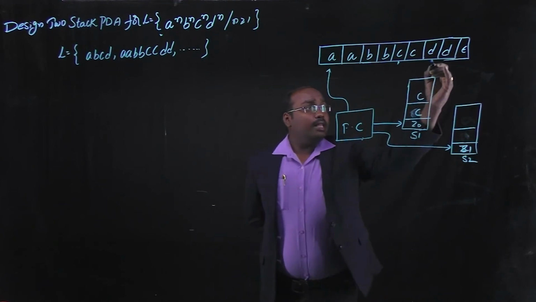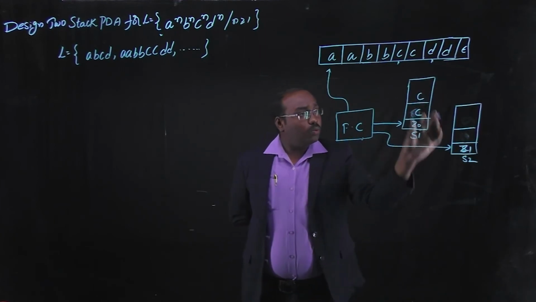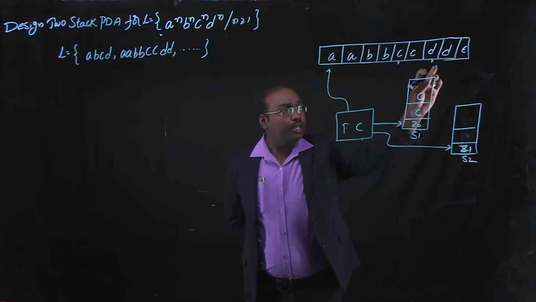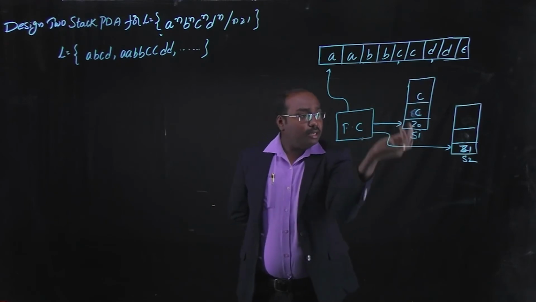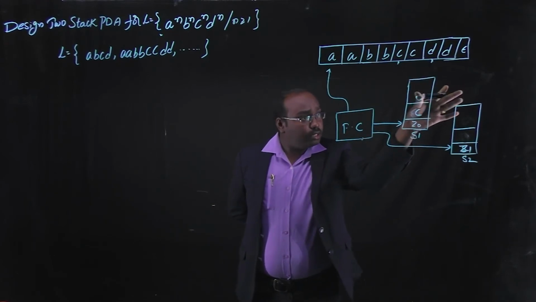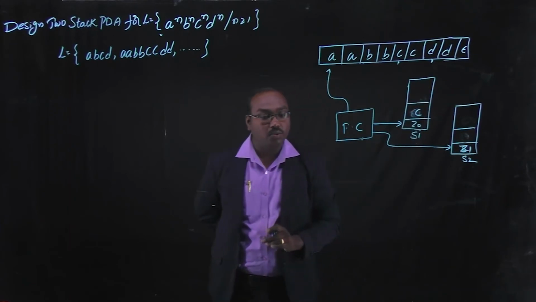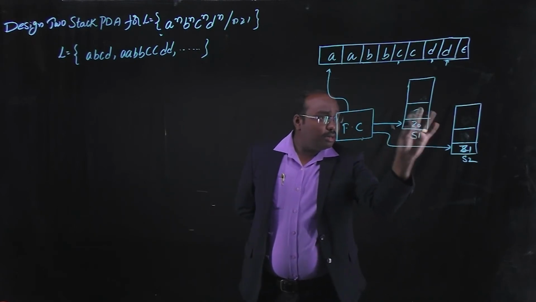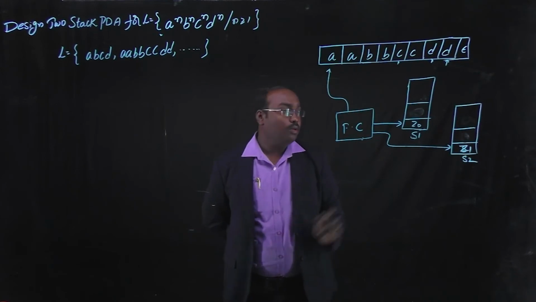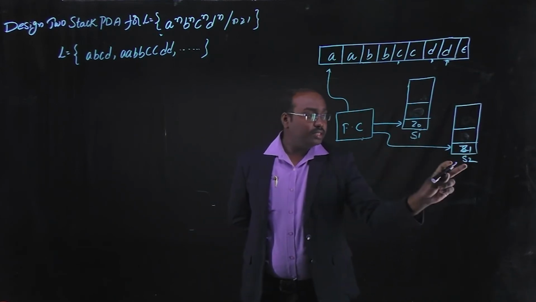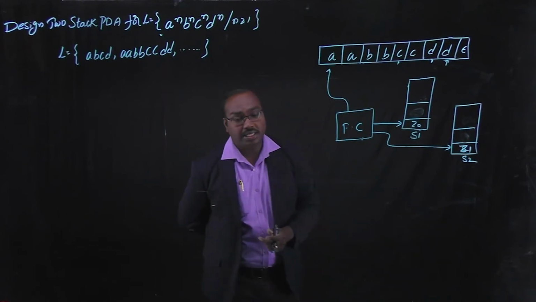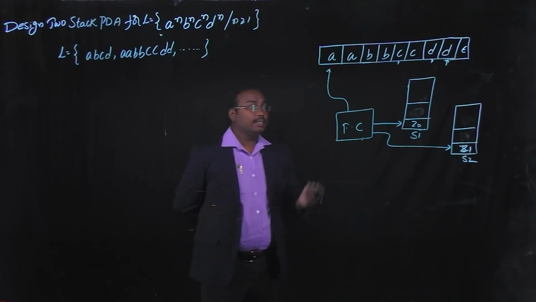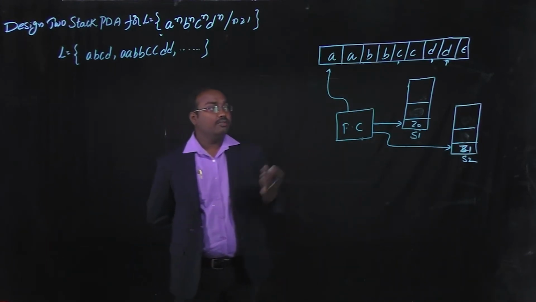Next the input symbol is D, and now stack 1 should be popped. If the input symbol is D, the top element on stack 1 should be popped and removed. Next, if the input symbol is D, the top element in stack 1 is removed again. Now stack 1 and stack 2 are both emptied, so the given string is accepted and we can reach the final state. So how do we construct a two-stack PDA machine for this language?